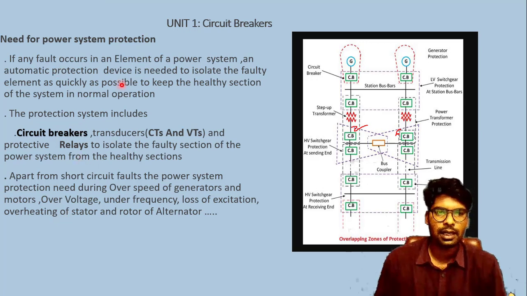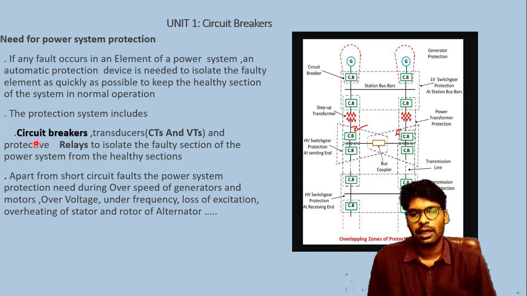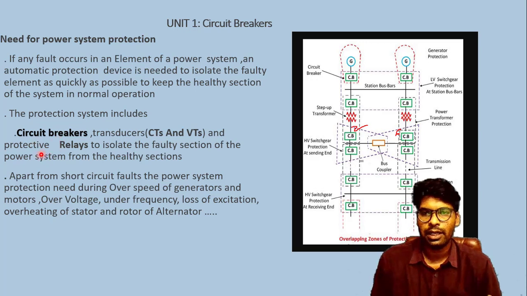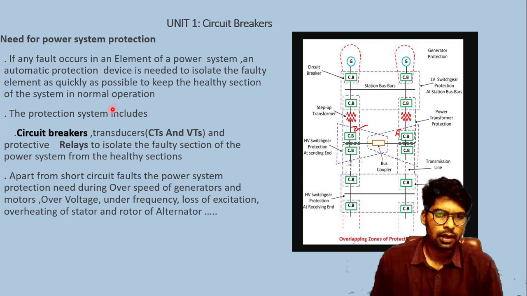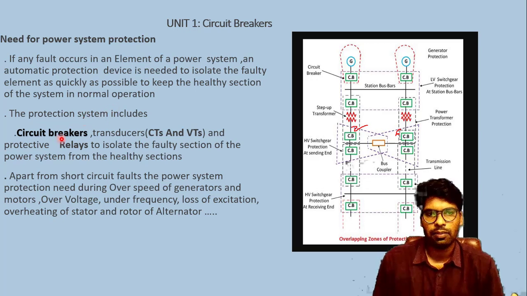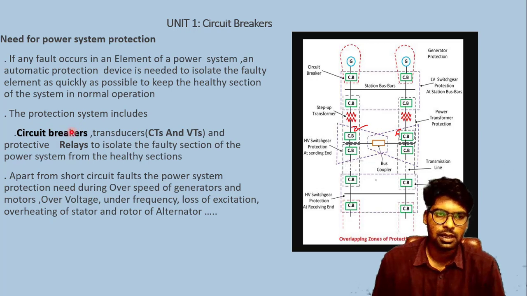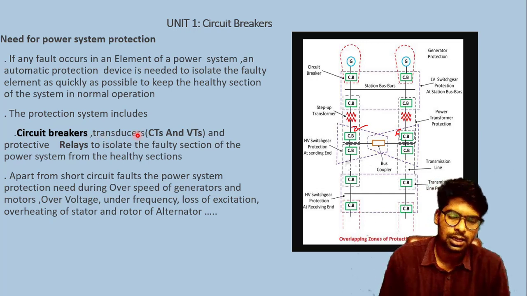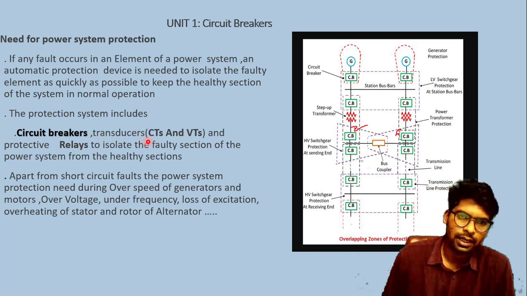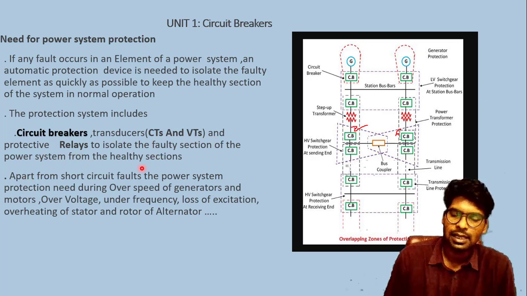In general, if any fault occurs in an element of the power system, an automatic protection device is needed to isolate the healthy equipment. That is the protection. Protection includes circuit breakers, transducers, that is current transformers and voltage transformers, and the protecting relays to isolate the faulty section of the power system from the healthy sections.